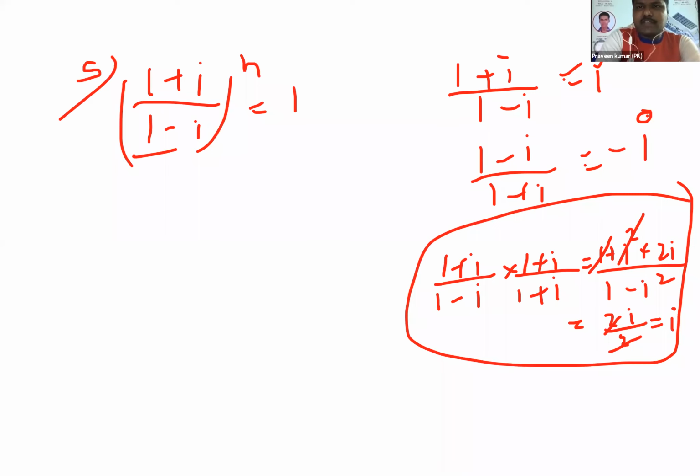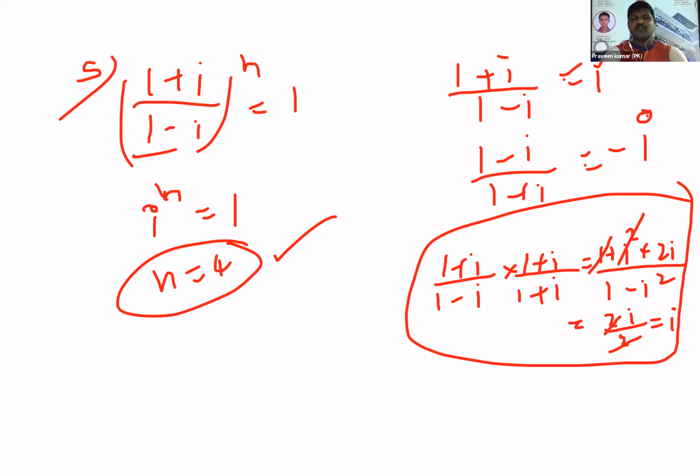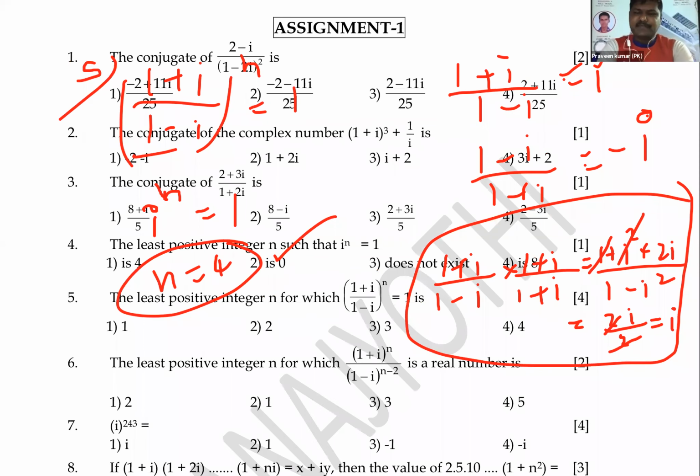Now what is 1 plus i by 1 minus i? It is i, so i power n is equal to 1. It looks like the fourth question. i power n is 1 means what is the n value? 4. i power 4 is 1. You could think of i power 0 also, but they gave least positive integer. Whenever least positive integer is there, consider n as 4. Understand what I am speaking?